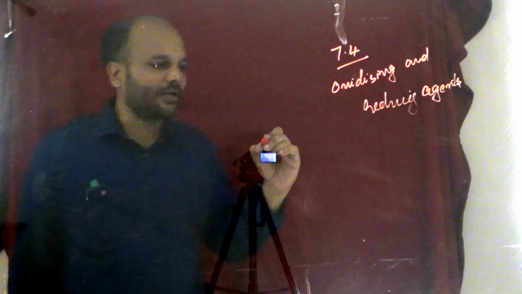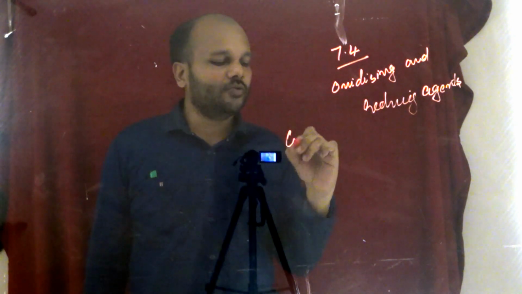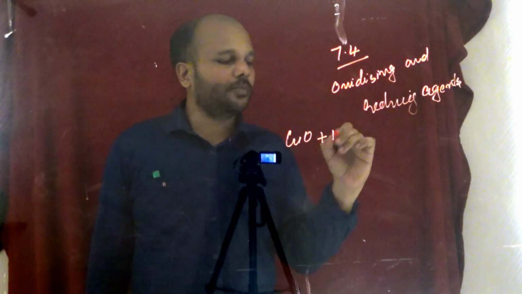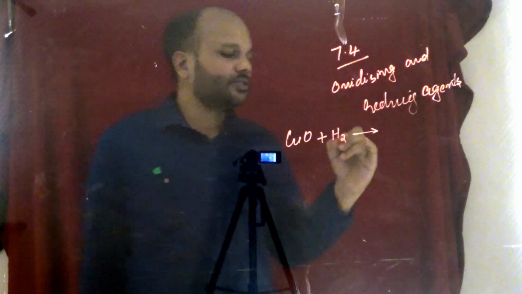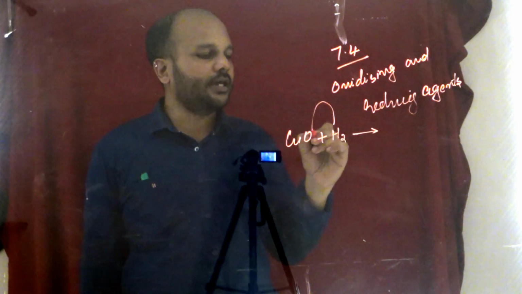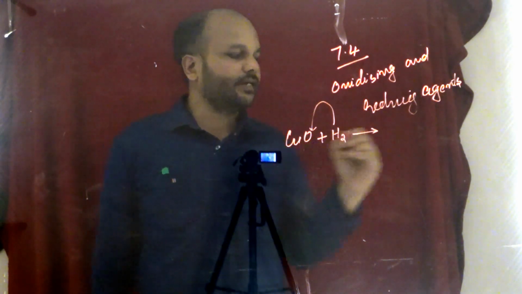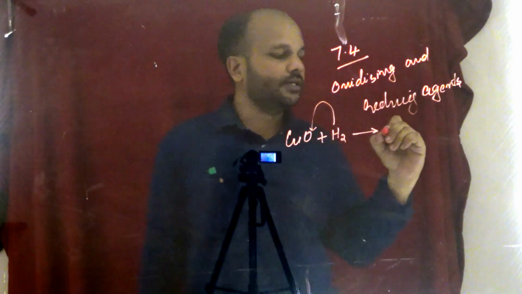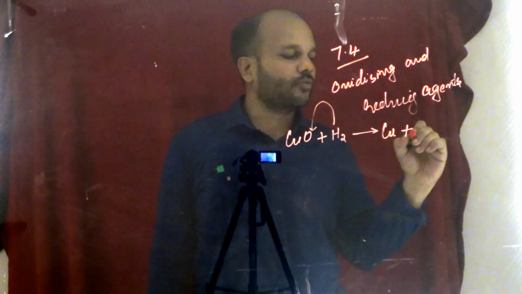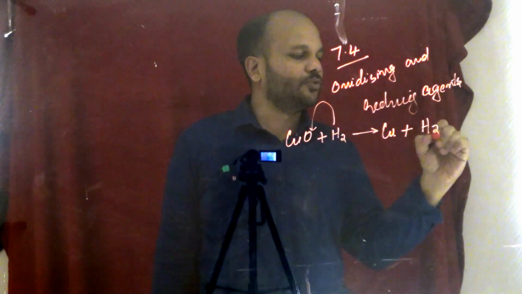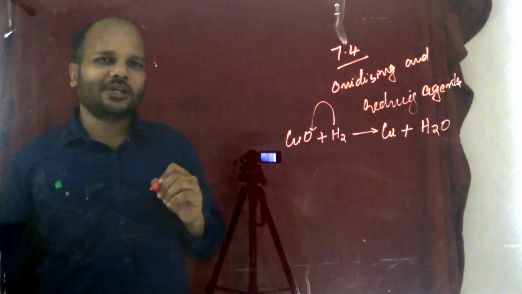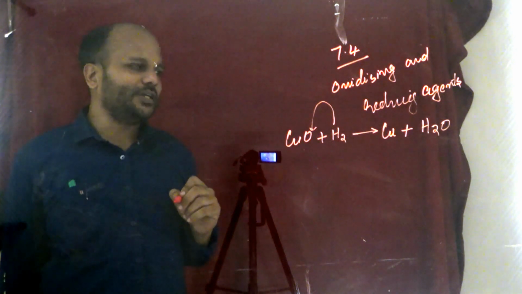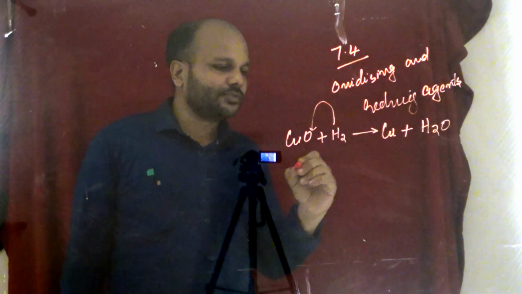Consider this particular reaction. If copper oxide, CuO, is passed over by hydrogen, what shall be the consequences? Here hydrogen reacts with copper oxide, so the products will be copper plus H2O. Now we will split it into half cell reactions and see how they come out.